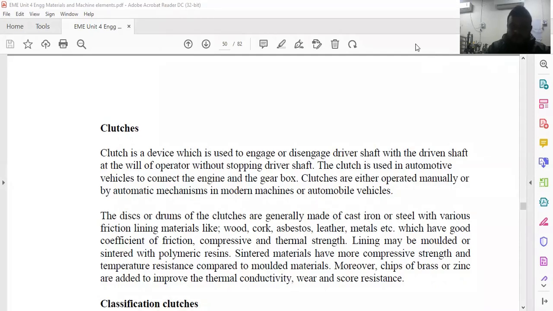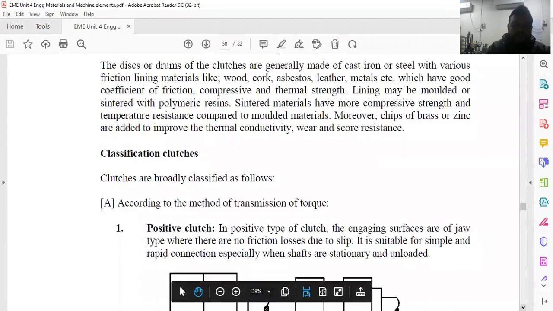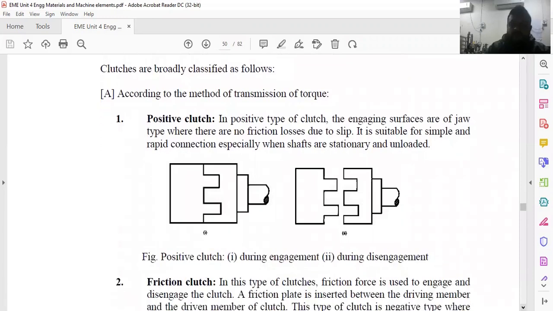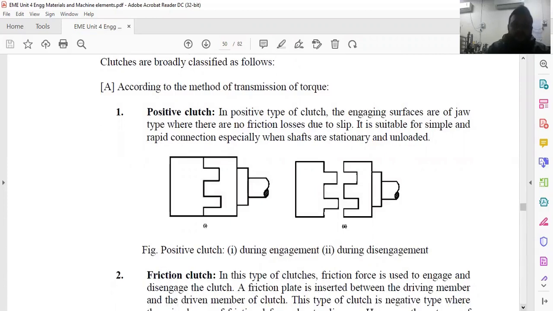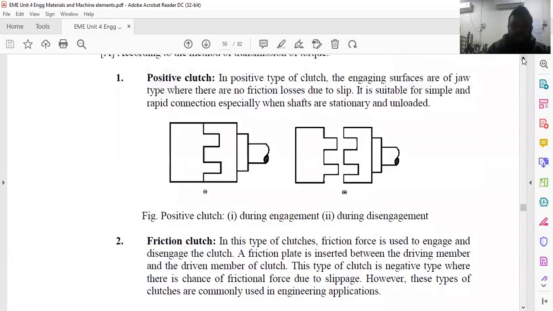Now we have to see the different kinds of clutches. Clutches are normally classified based on the method of transmission of the torque. Normally we are transmitting the power from the driver shaft to the driven shaft, as we discussed in the fundamentals of the clutch. So, by method of transmission of torque, there are the positive clutch and the friction clutch. These are the common types. In the positive type of clutch, actual engagement is possible, engaging the surfaces by means of jaws.